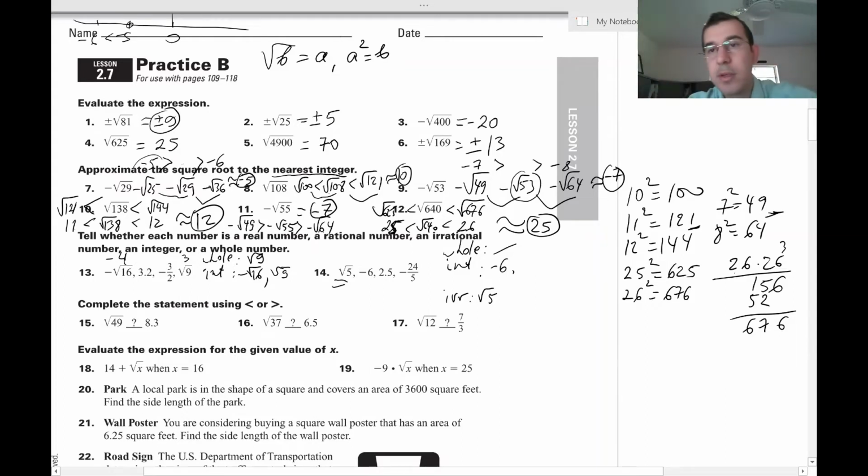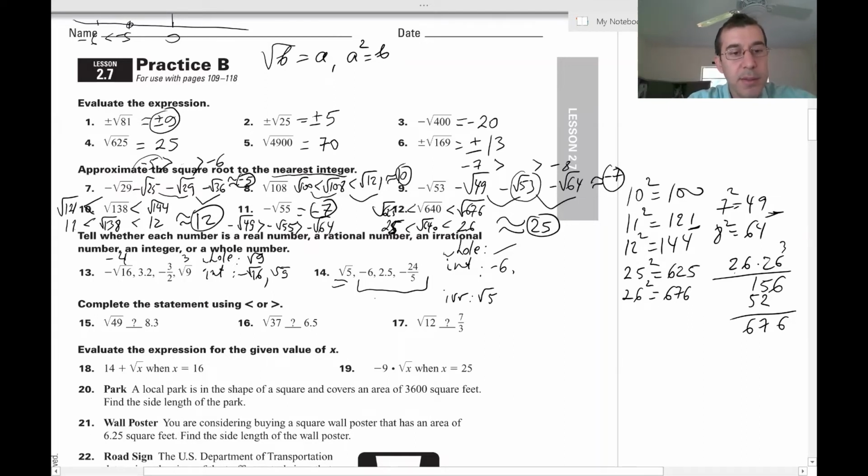Real numbers are all of them, because real numbers are the set of all the rational numbers and all the irrational numbers. Rational numbers are all the numbers but the irrational numbers. So the square root of 5 is irrational, and the rational numbers are minus 6, 2.5, and minus 24 over 5.